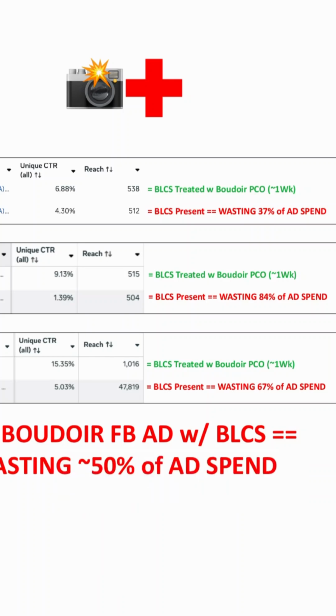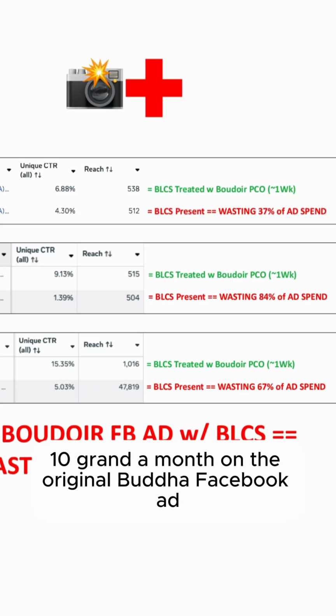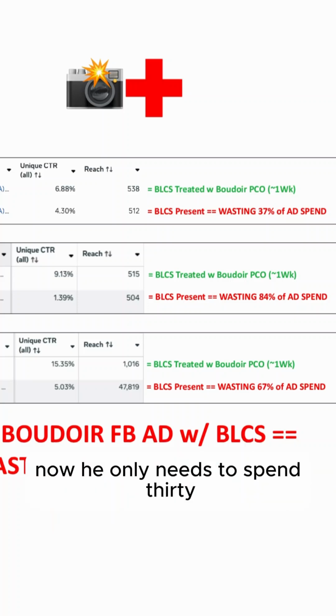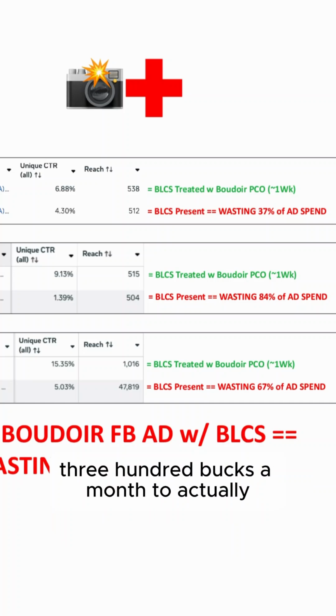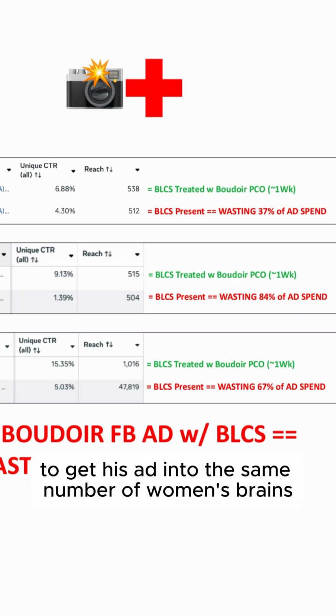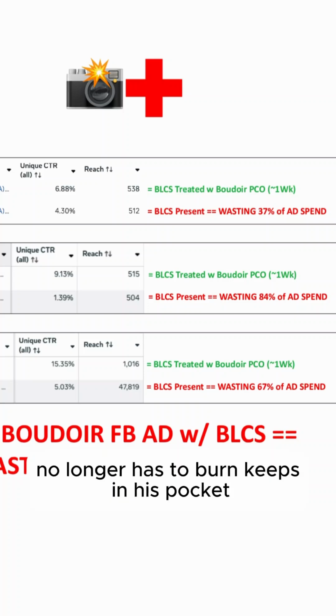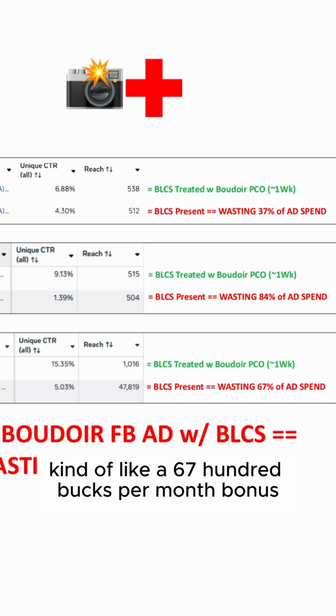As a result, if he's spending 10 grand a month on the original Boudoir Facebook ad, now he only needs to spend 3,300 bucks a month to get his ad into the same number of women's brains. So at 6,700 bucks a month, he no longer has to spend, no longer has to burn it, keeps it in his pocket, kind of like a 6,700 bucks per month bonus.